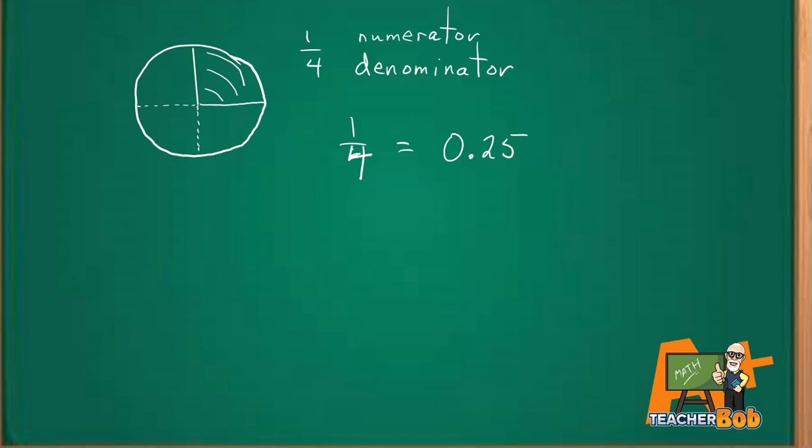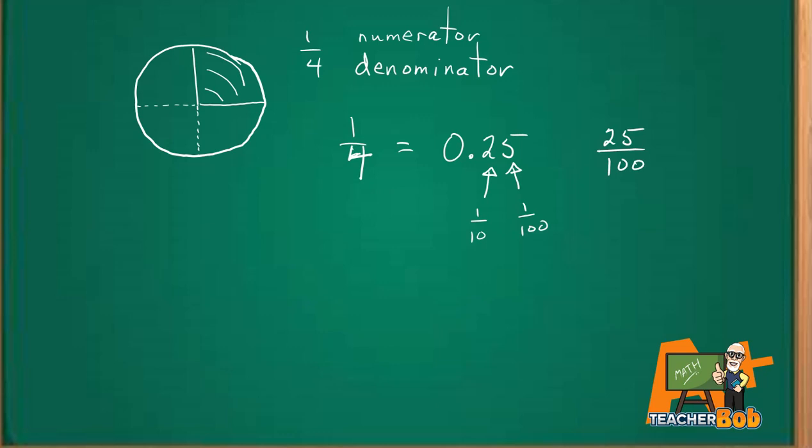With fractions, we're comparing a part to a whole. With decimals, we're using a base 10 numbering system. The first place value after the decimal is the tenths place. The second place is the hundredths. So the way we say this decimal here is 25 hundredths. And that's 25 parts out of 100, isn't it?